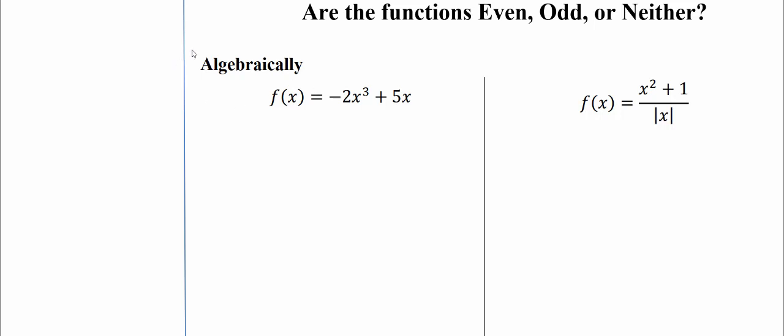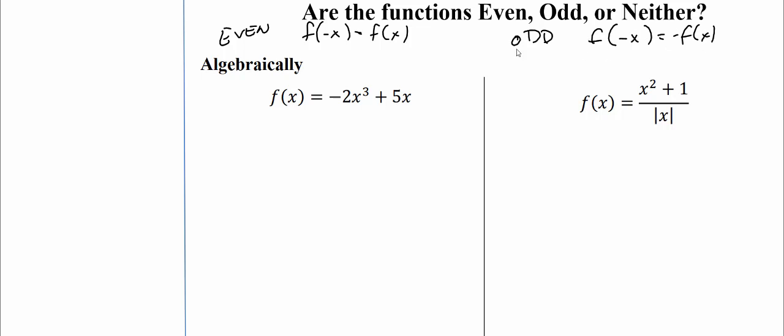So algebraically, remember for even, it was f of -x is equal to f of x. For odd, it's f of -x equals -f of x. And then neither means they just wouldn't work out either way. So here's what I have to do. Really, in all seriousness, you have to kind of guess. So if I have my even and my odd, I look at my functions and say, well, since this 3 is odd, I'm going to see if this whole function is odd. So let's see if it's odd.